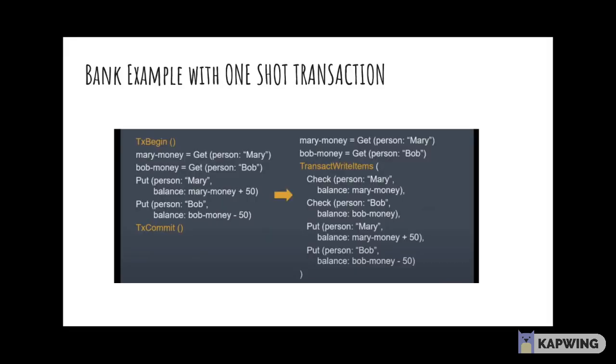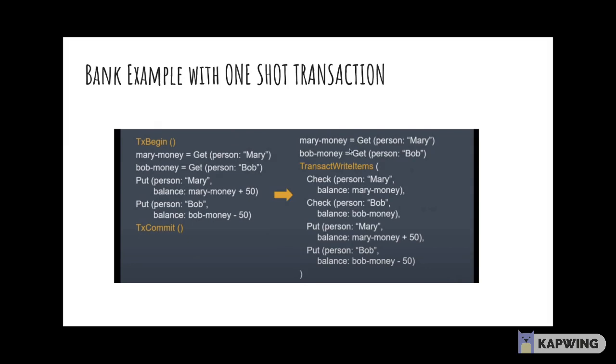So let's see one example of how this one-shot transaction would work in the case of a money transfer, right? On the left-hand side is a traditional system, where you begin a transaction, read a value from Mary Money, then read from Bob Money, then increment and update Mary Money by 50 and Bob Money by minus 50, right?